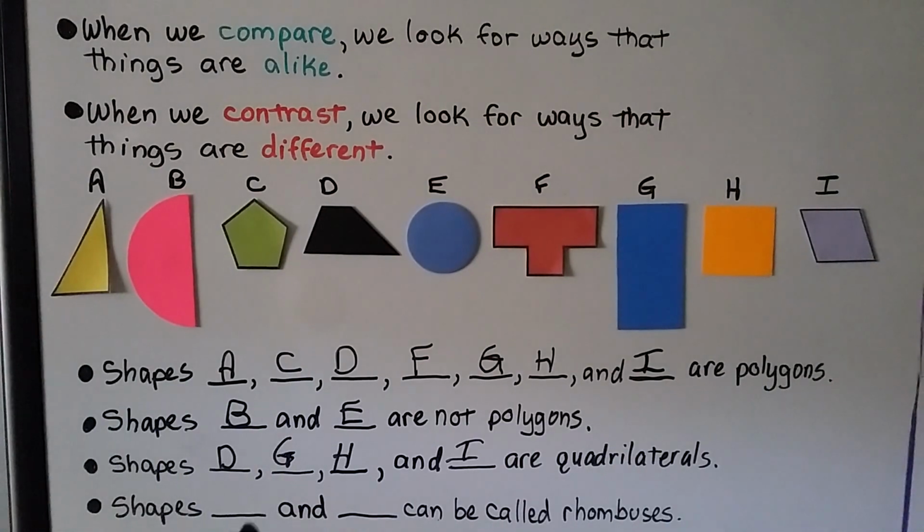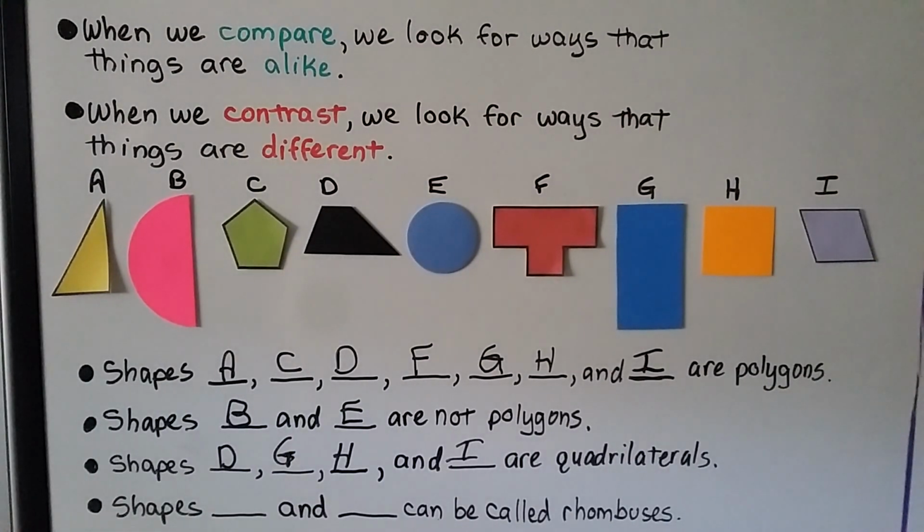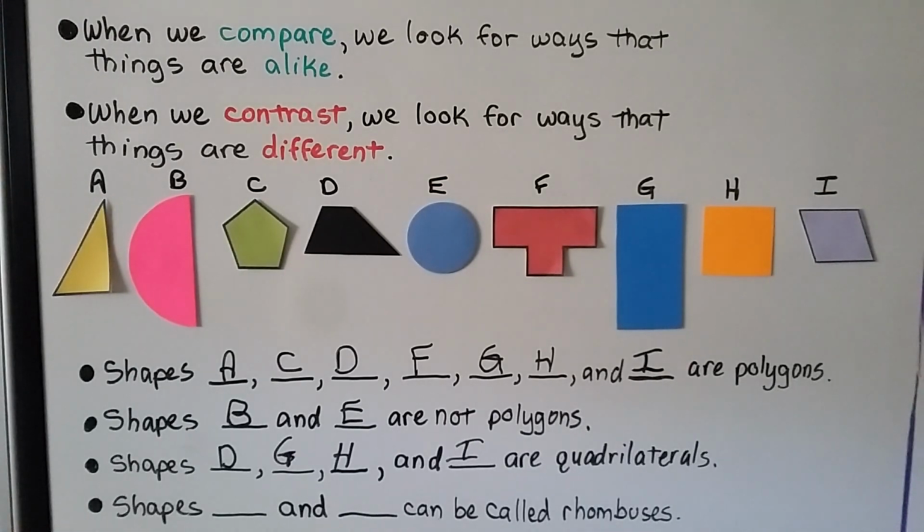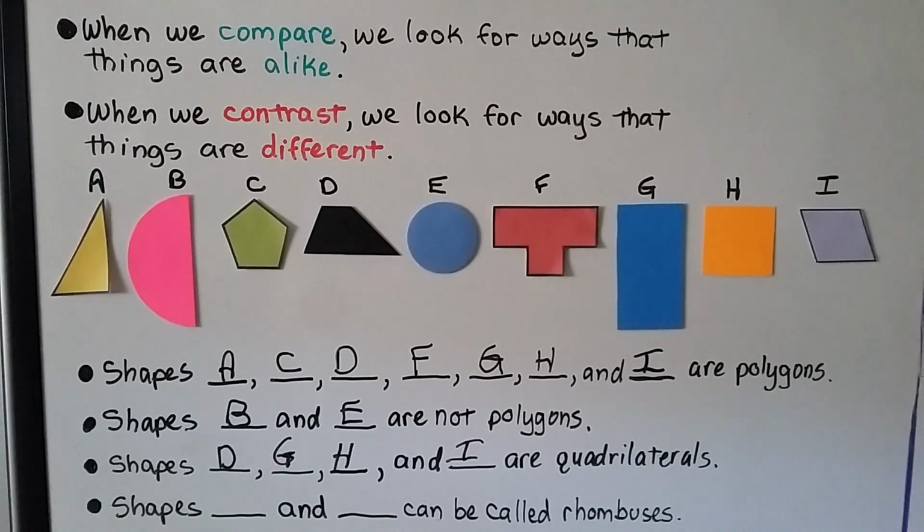It says shapes blank and blank can be called rhombuses. Which of these can be called rhombuses? Remember, a rhombus has 4 equal side lengths and 2 pairs of opposite sides that are parallel. Which ones have 4 equal side lengths? If you said H and I, you're right.